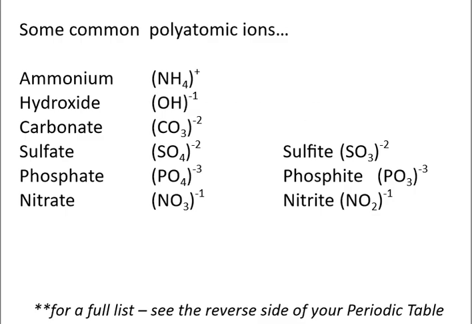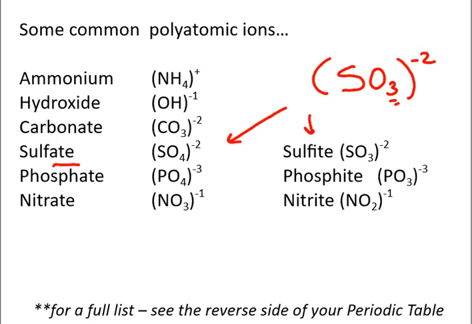Here's a list of some common polyatomic ions. You'll notice that they have different amounts inside the brackets, and they come with different charges. But it's important that you never change anything inside the brackets. Sulfite, for example, is only sulfite if you see 1 sulfur and 3 oxygens. Its charge will always be -2. If you change the amount of oxygens, for example, change that to a 4, that's sulfate. So you can't change anything inside the brackets.